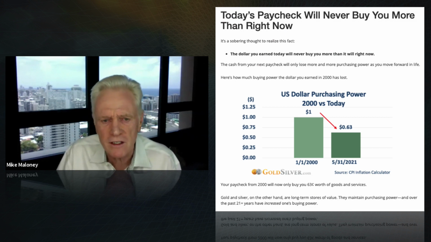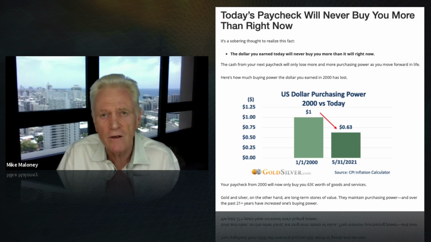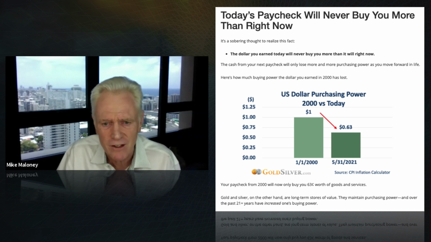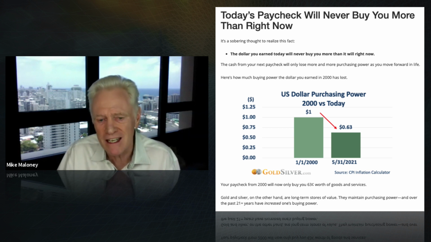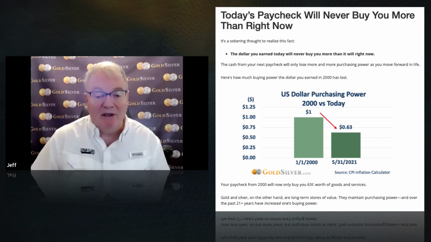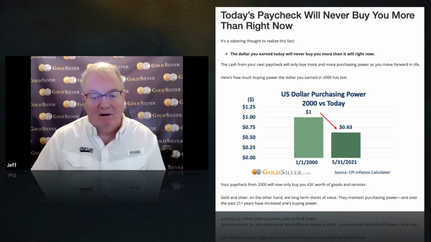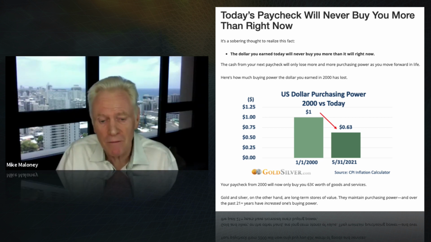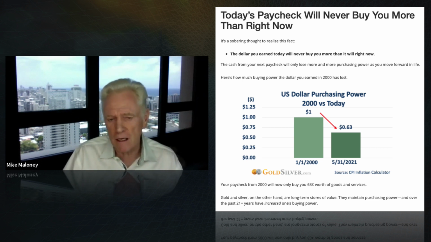But the loss of purchasing power: $1 in the year 2000, so just since the beginning of this century, now only buys you 63 cents worth of stuff. That is tragic. And that's based on the CPI, Mike. Which I like to call the CP line, because it's even worse than that. The dollar has probably lost 50% of its purchasing power in the real world, a little bit over the CP line.